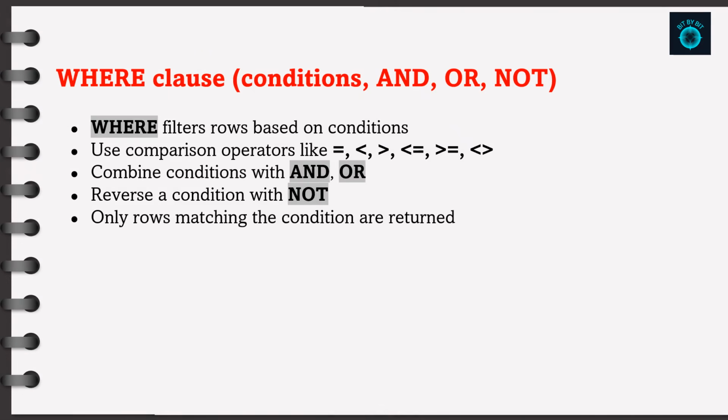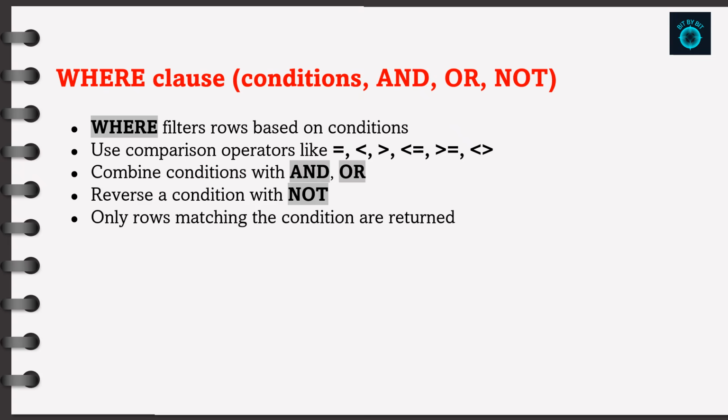Where clause. The where clause is used to filter rows based on specific conditions. Without a where clause, a select statement returns every row from the table. But in most cases, you only want rows that meet certain criteria. The condition after where can use comparison operators. You can combine multiple conditions with the AND keyword. AND means both conditions must be true for the row to be included.